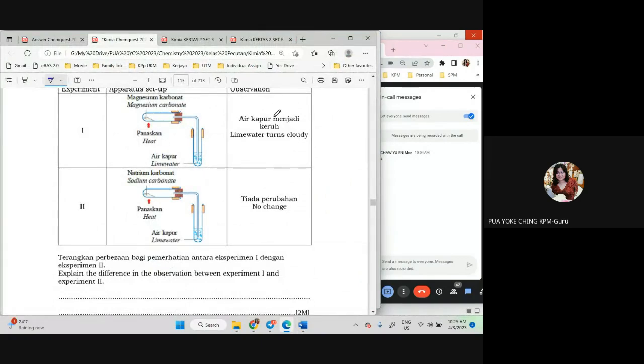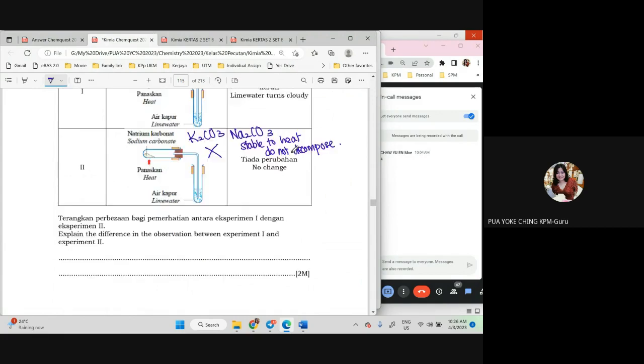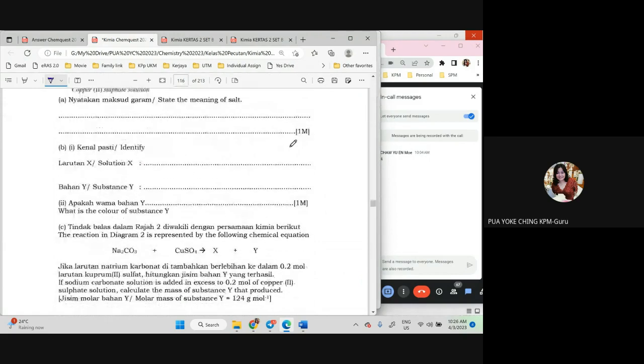Panaskan, air kapur menjadi keruh. Sodium carbonate tidak berubah. This is just now what I said. You get carbon dioxide gas when there are magnesium. Sodium is no reaction. Sodium carbonate dengan potassium carbonate, K2CO3 dengan Na2CO3 is stable to heat. Do not decompose. Dia tidak terurai. Okay, yang lain semua akan terurai jadi metal oxide and carbon dioxide gas. All these things need to hafalan.